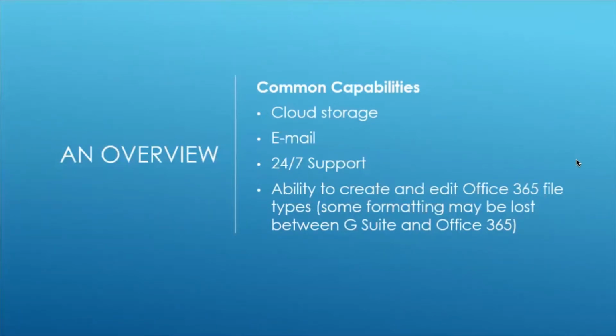A couple of quick overview points. We both know that the most common things that we're looking at is going to be email and the Office 365 file types. Both of them do have email options. Obviously, we have Gmail, or you can use your company's email. Same as with Outlook. You can use an Outlook.com email, or you can have your company's email branded. They both do have 24/7 support, and they have the ability to create and edit Office 365 file types. One caveat is that some formatting may be lost between G Suite and Office 365.